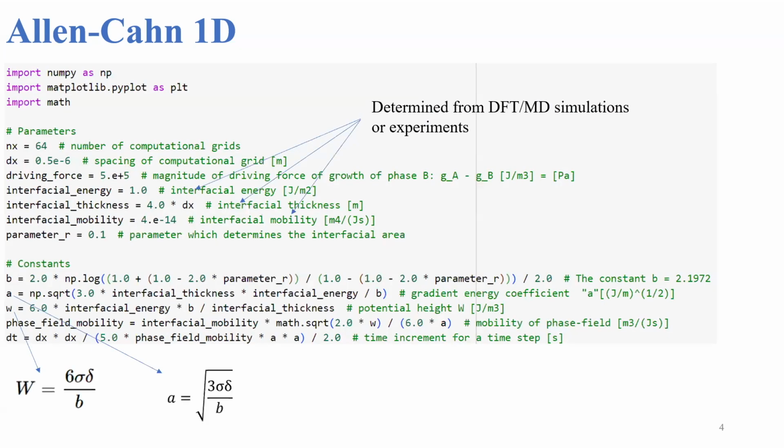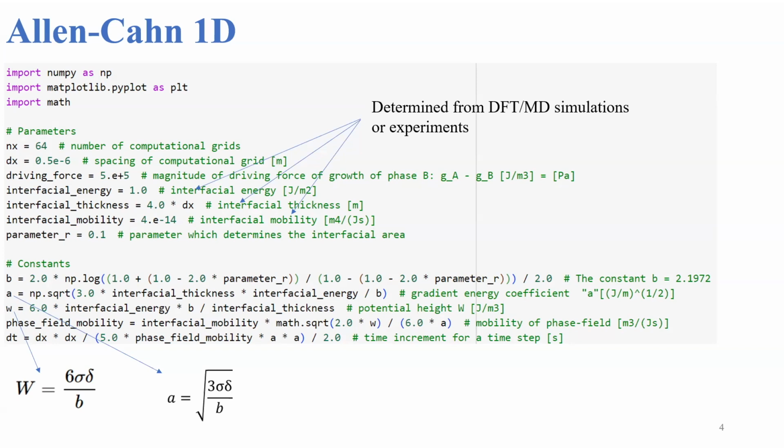So here's an implementation. We can define a grid of 64 computational grids, NX, and the interval is 10 to the minus 6, so pretty small. We have a driving force of 5 times 10 to the power 5. Interfacial energy is 1. This you can also determine from density functional theory or DFT calculation, or experiment. Then the interfacial thickness, which is some multiple of the grid, and the interfacial mobility, which is also given as a parameter.